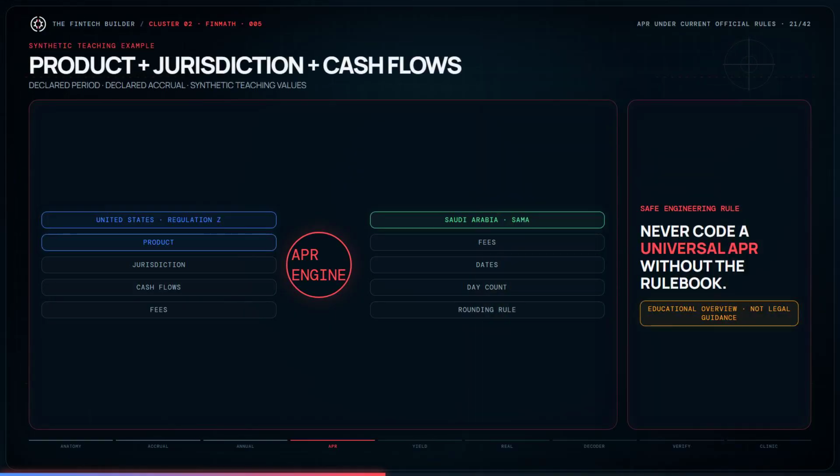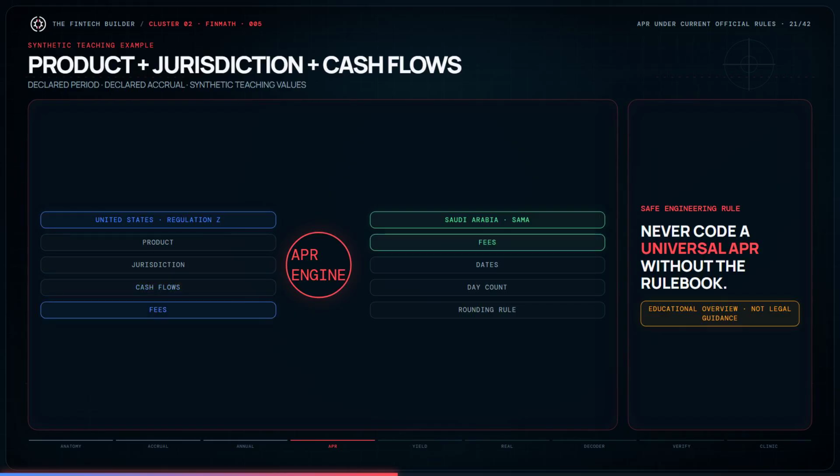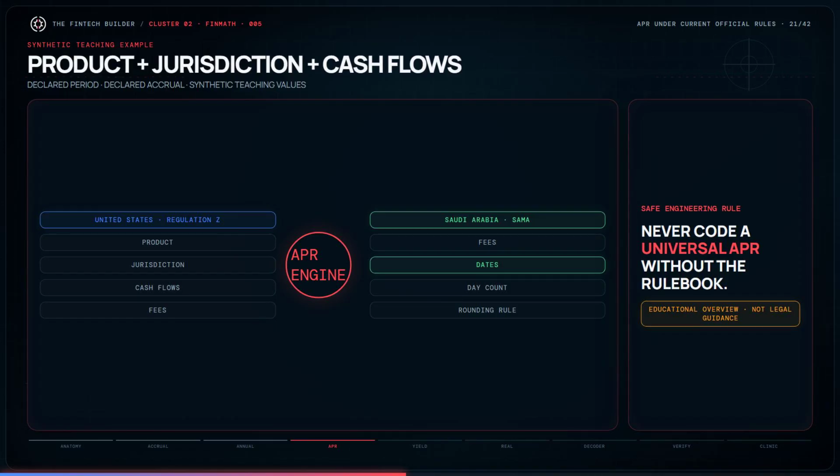Different rule books can operationalize APR differently. In U.S. closed-end consumer credit, Regulation Z prescribes methods for determining and disclosing APR, and consumer guidance explains that APR can be broader than the stated interest rate because applicable fees may be included. Under current SAMA rules, APR is defined through present value equivalence between the payments owed by the borrower and the amount of financing made available, with prescribed cash flow, timing, calculator, and disclosure requirements. The safe engineering rule is simple. Never code a universal APR formula without first naming the product and rulebook.